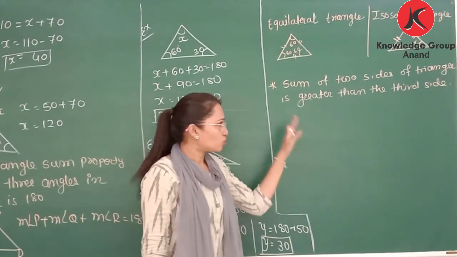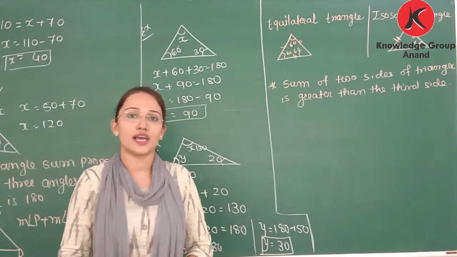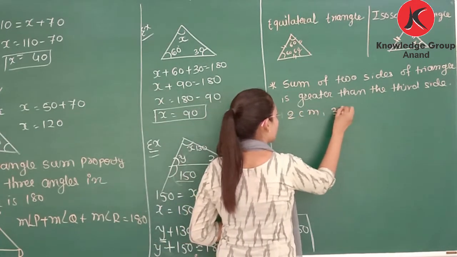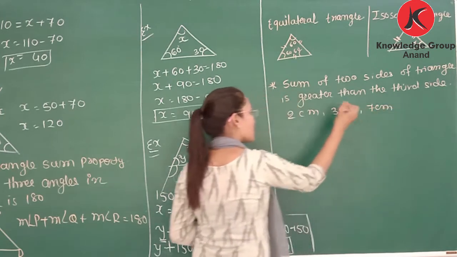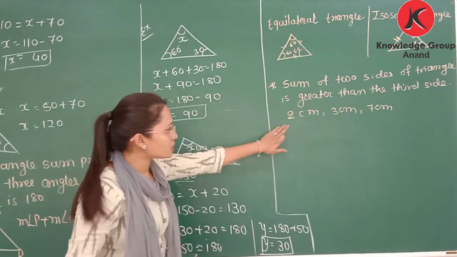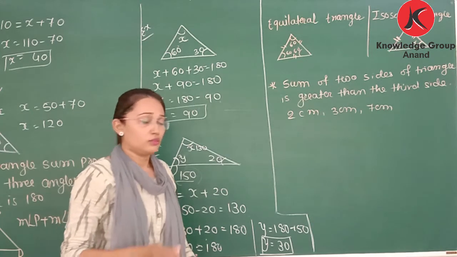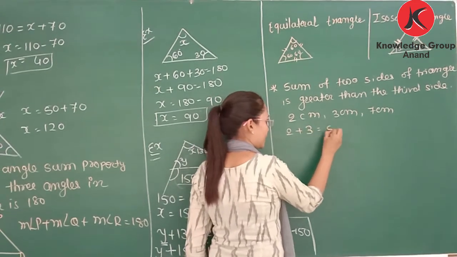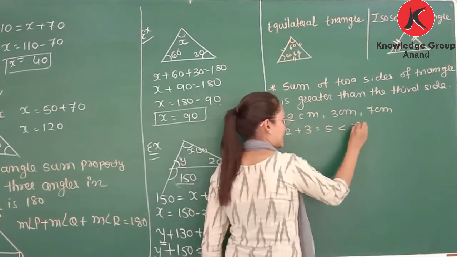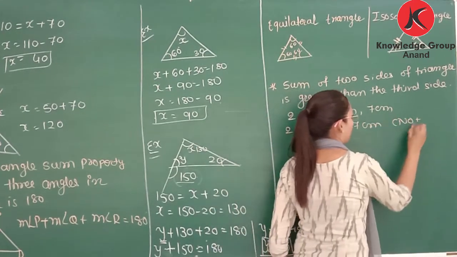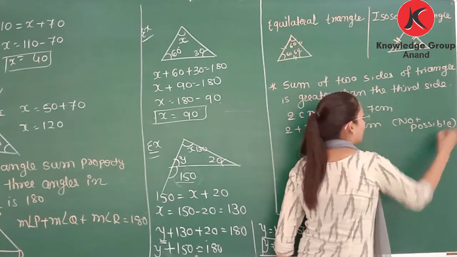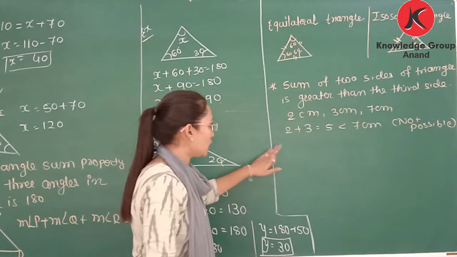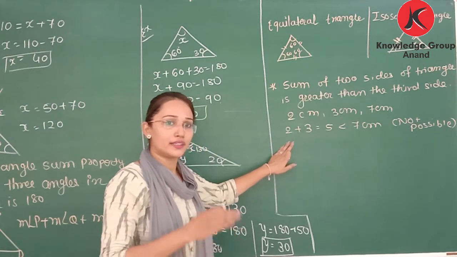If it is a triangle, then the sum of any two of its sides is greater than the third side. Okay, so let's take 2 cm, 3 cm and 7 cm. Is it possible to have a triangle with these sides? For that you need to find the sum of the sides. 2 plus 3 is 5. But the sum of two sides is less than the third side, so it is not possible. Means a triangle with sides 2 cm, 3 cm and 7 cm is not possible. If the sum of two sides is greater than the third side, then the triangle is possible.